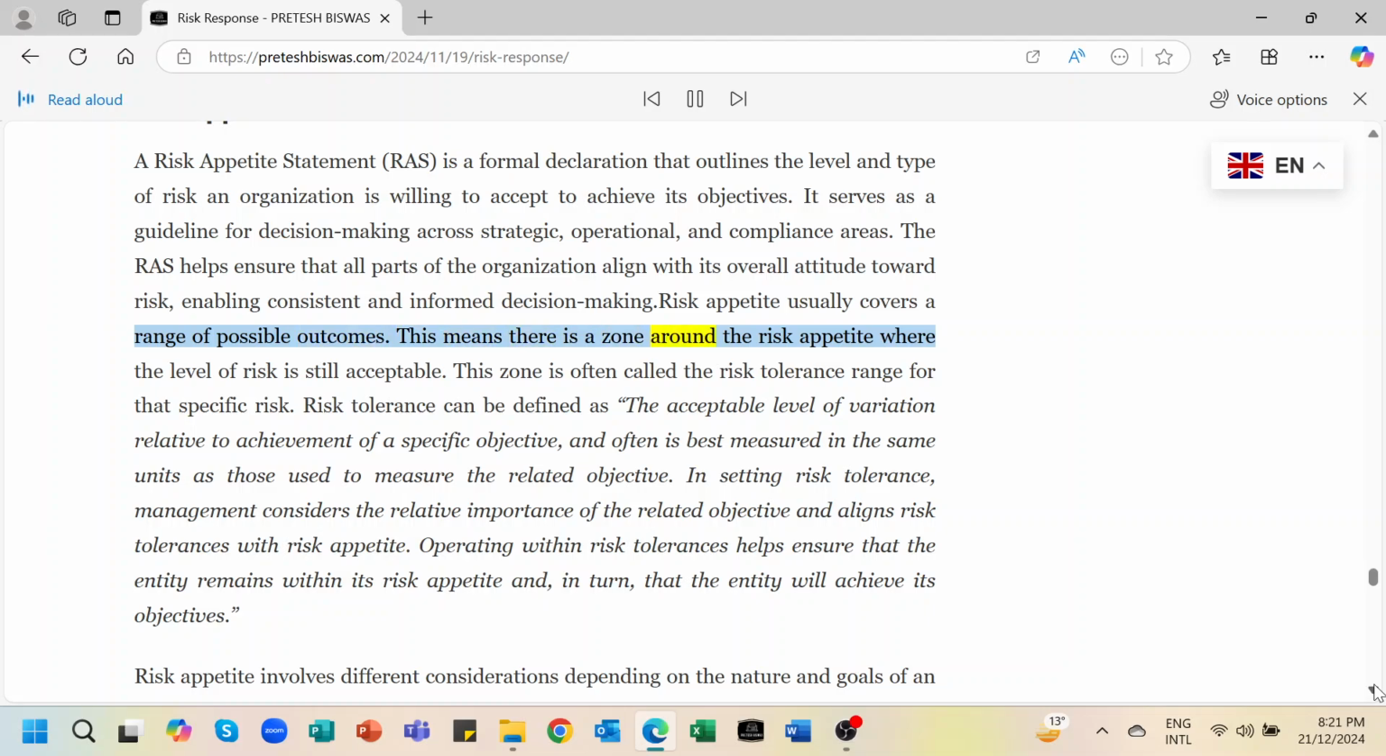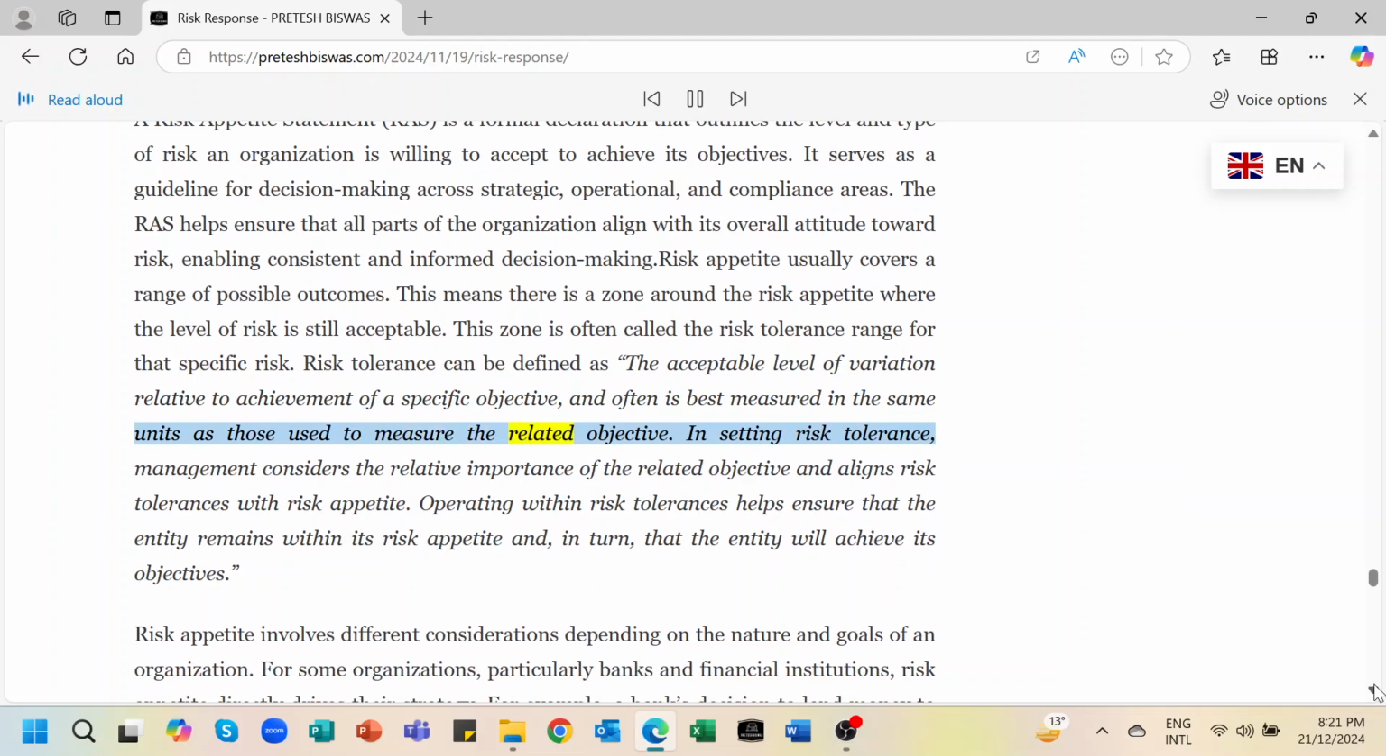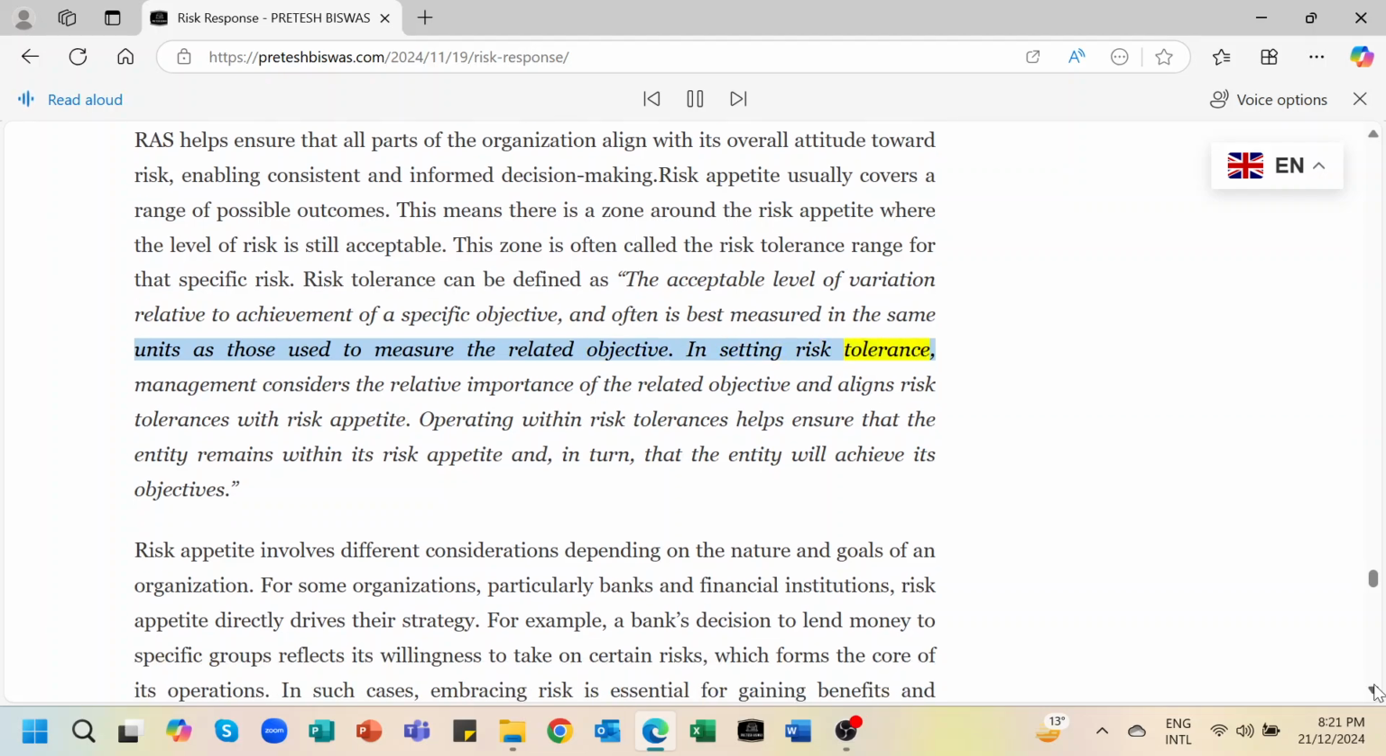Risk appetite usually covers a range of possible outcomes. This means there is a zone around the risk appetite where the level of risk is still acceptable. This zone is often called the risk tolerance range for that specific risk. Risk tolerance can be defined as the acceptable level of variation relative to achievement of a specific objective, and often is best measured in the same units as those used to measure the related objective. In setting risk tolerance, management considers the relative importance of the related objective and aligns risk tolerances with risk appetite. Operating within risk tolerances helps ensure that the entity remains within its risk appetite and, in turn, that the entity will achieve its objectives.